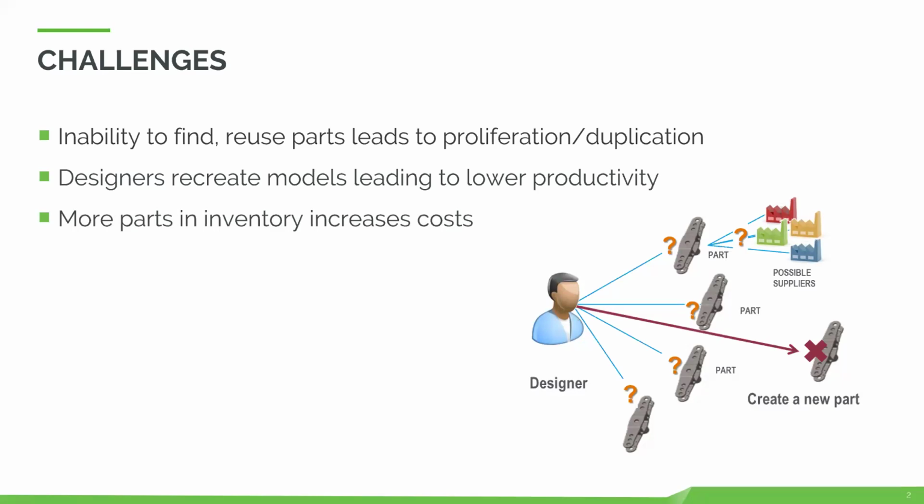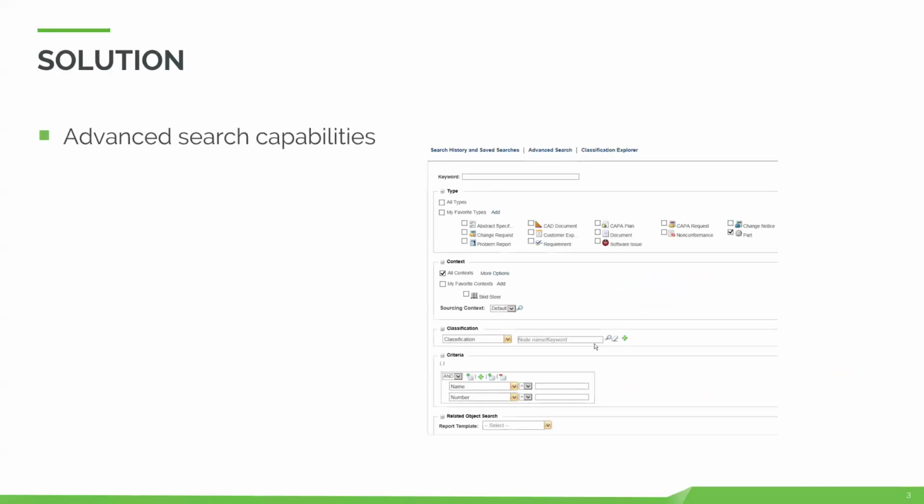And lastly, having more inventory increases cost throughout any organization, especially whenever you're working with thousands, if not tens of thousands of different parts, which we see a lot of. So the solution to those challenges is with PTC's Windchill part classification or parts link.